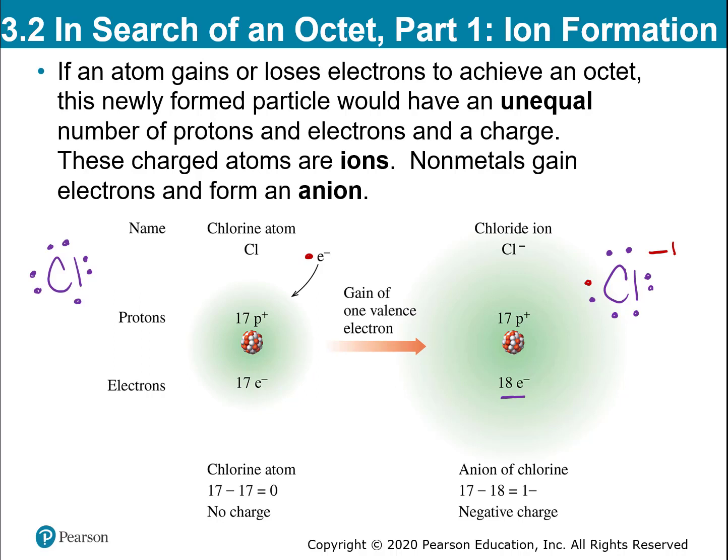So now this is not considered an atom anymore. Now this is considered an ion. An ion is really an atom with a charge. An ion is an atom with an unequal number of protons and electrons, and it only does this to create stability.